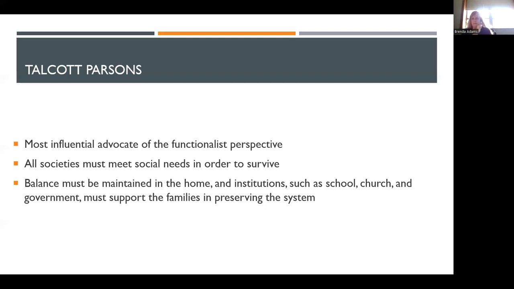The wife or mother of the family had her job: it was basically to take care of the husband, give him support, take care of the children, and make sure the house was taken care of. It's kind of that Leave It to Beaver, 50s style of household. That's what he believed. If you didn't have that in the home, you weren't able to preserve the family system. And if you didn't have the schools, the churches, and the government supporting the families, they viewed it the same way: if they didn't all work together, then there was dysfunction and there were problems.